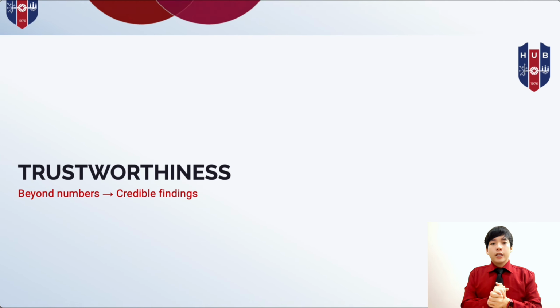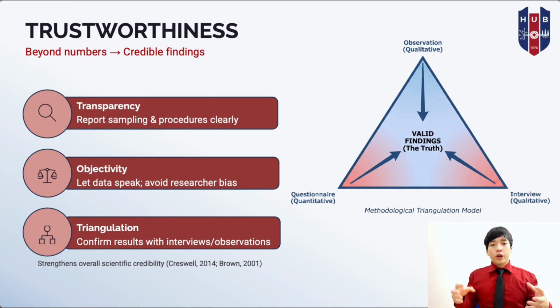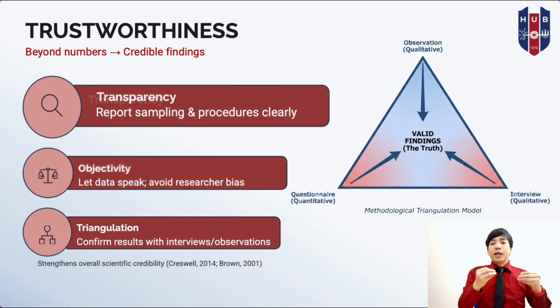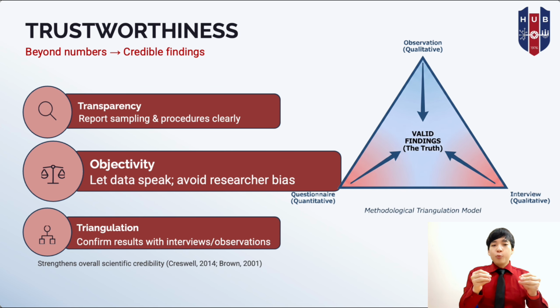Even when a questionnaire is reliable and valid, we still need to make sure our research is trustworthy. First, we need transparency, meaning we clearly report who the participants are, how they were selected, and how missing data was handled. Second, we maintain objectivity by interpreting numbers as they are, not what we hope they show.